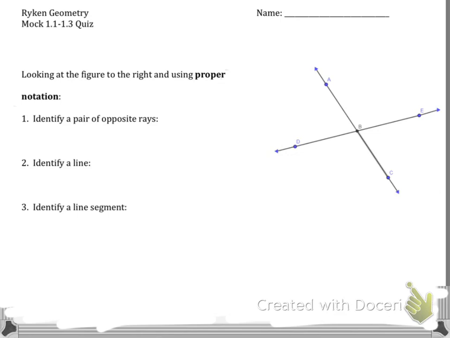Using proper notation, we have to identify a pair of opposite rays. Opposite rays means I have one ray that starts, so let's look at this right here. If I start my ray at B and I go all the way this way, that ray BE would be opposite ray BD. Do you see that they have the same starting point right here at B? So let's write those down.